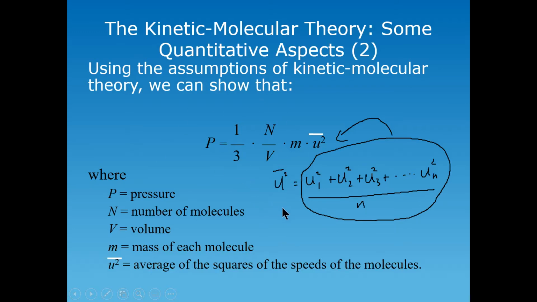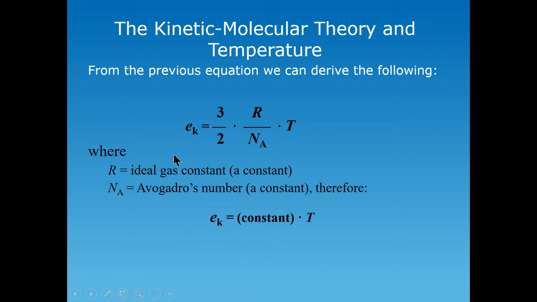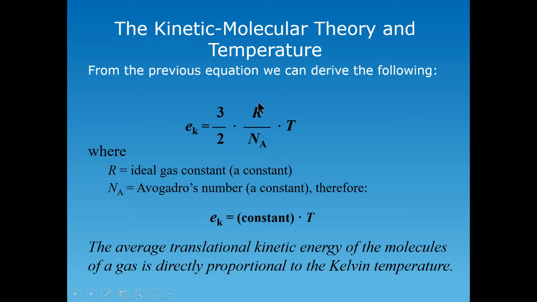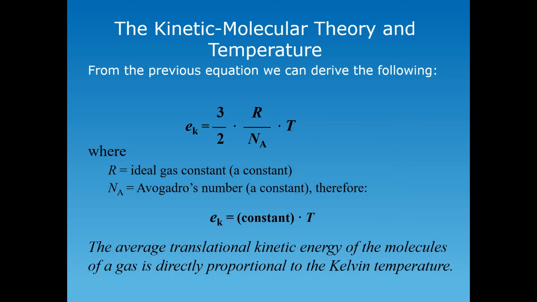Now, based on this equation, one can derive, and I won't show you how to do that, this equation here, which relates the kinetic energy to the temperature of the gas expressed in Kelvin. So as you can see here, the kinetic energy EK is equal to 3/2 times R, which is the molar gas constant, divided by Na, which is Avogadro's number, times T. So one can see clearly that this part here, let me circle it, this part here is basically a collection of constants, right? So we can replace that with basically a constant right here, all right?